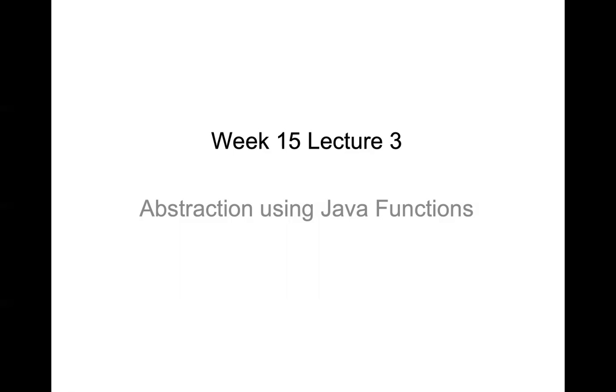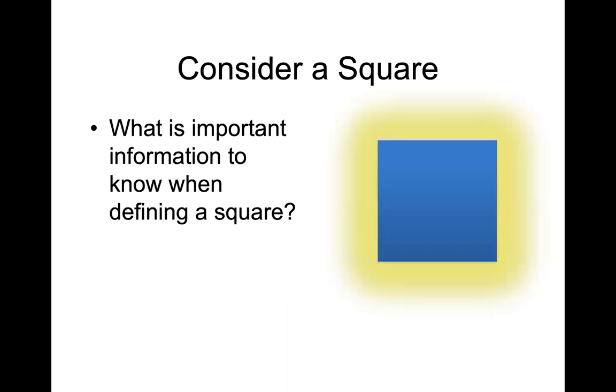And functional abstraction, if you remember, is taking a program and breaking it into appropriately sized and appropriately defined functions so you can make writing your program easier. This is a theme we've talked about several times before in this course. The reason we keep talking about it is it's one of the most important things for you to learn as a computer programmer. So let's consider a square.